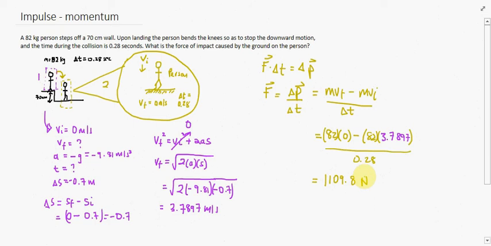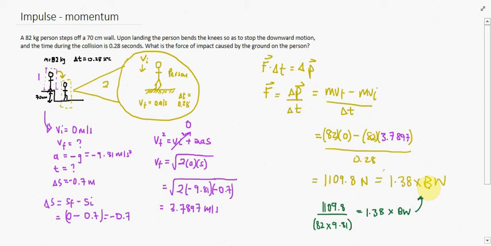Which is equal to 1.38 times body weight. It's not a huge force of impact, but it is quite a significant amount. How did I get this 1.38 times body weight? I'll just show you here. What I would do is take 1,109.8 and divide it by my mass times the gravitational acceleration, which is my weight, and I'll get 1.38. So the force of impact is 1.38 times how much I weigh in terms of mass, which is what I plugged in here.